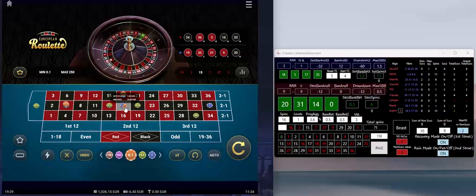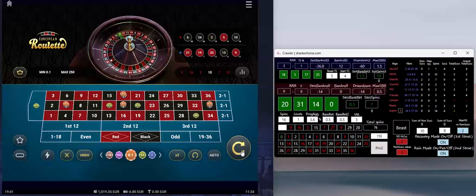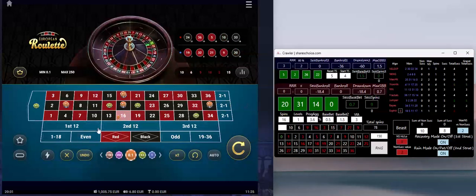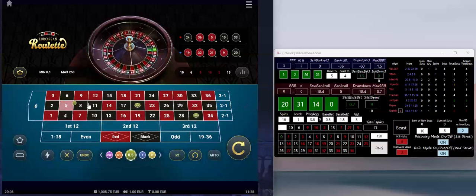Okay, I increased the last time here for this algorithm. Okay, it seems the table is repeating some numbers. That's pretty okay. We have to increase our base bet for a second algorithm. Seems to be not successful this time. So I will continue betting on this one with increased base bet.